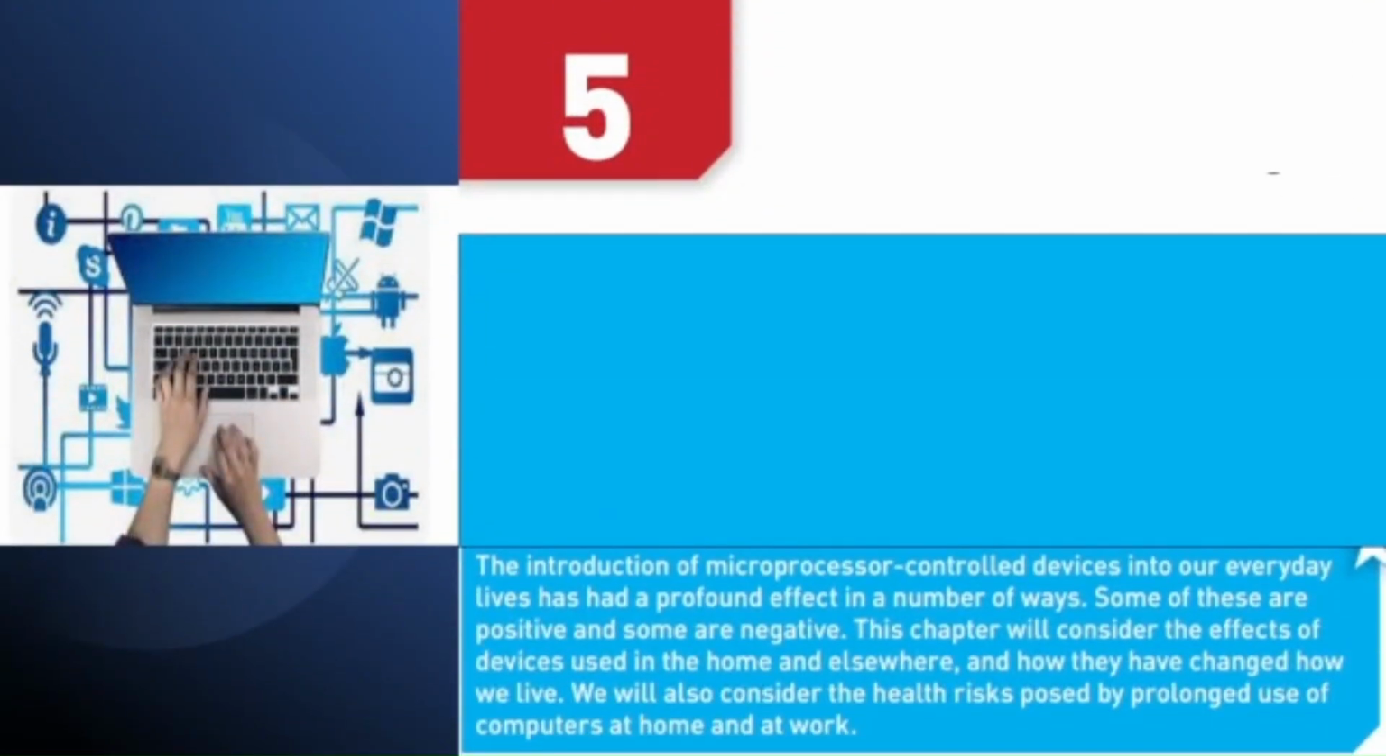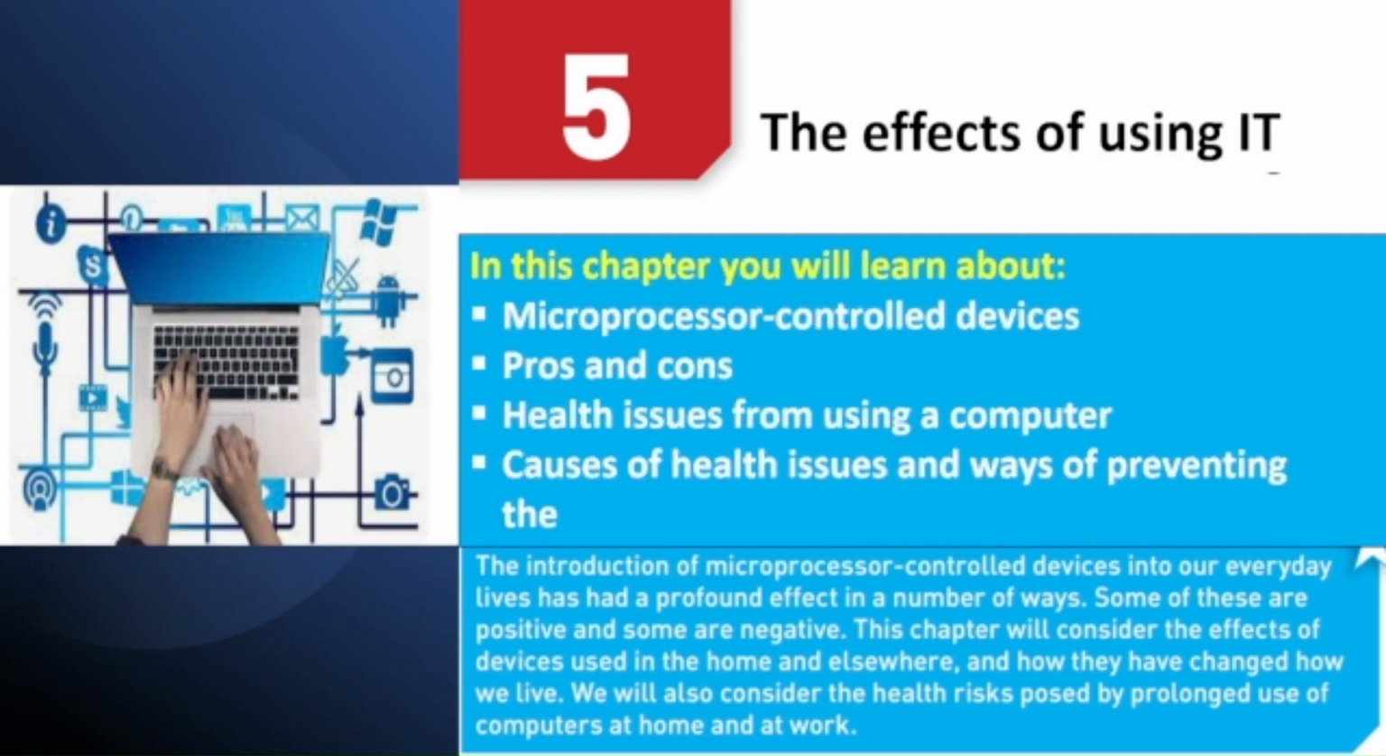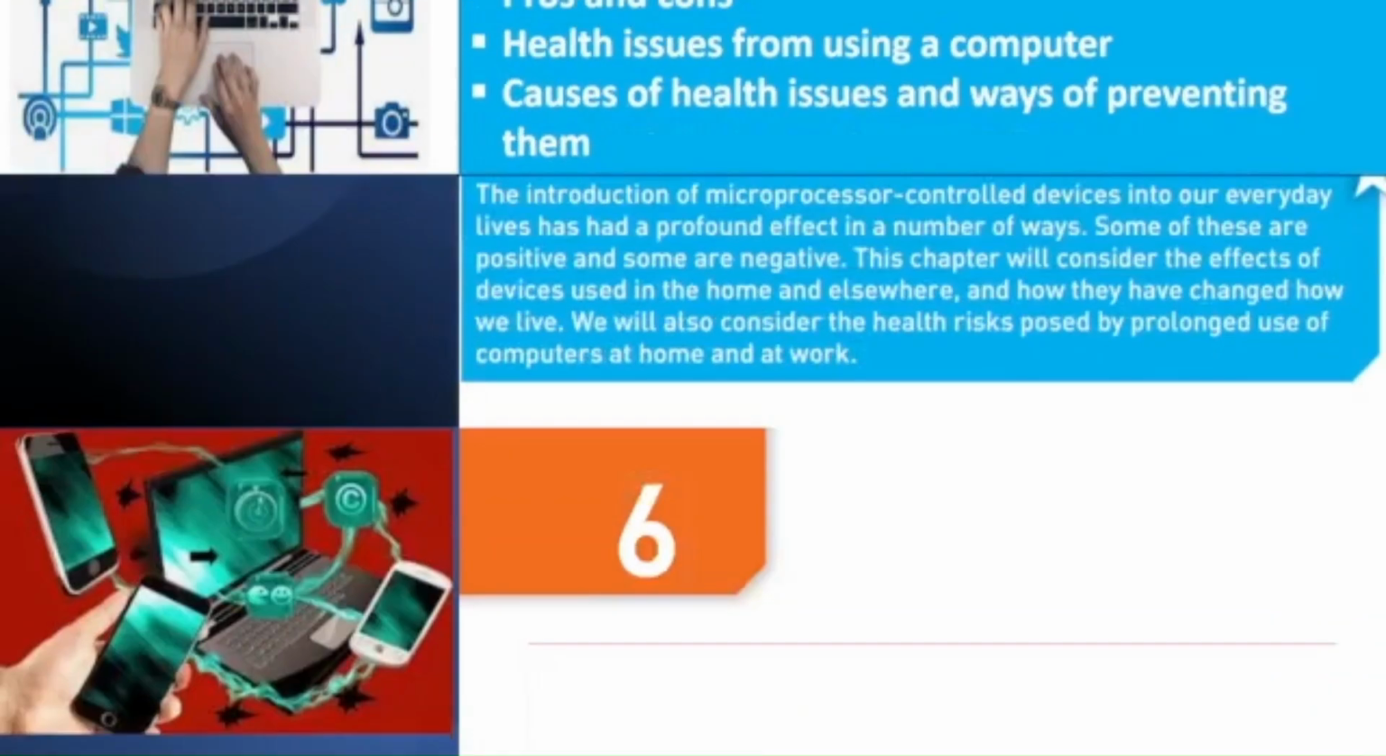In chapter number 5, the effects of using IT. In this chapter you will learn in detail the microprocessor control devices, pros and cons, health issues from using a computer, causes of health issues and ways of preventing them.